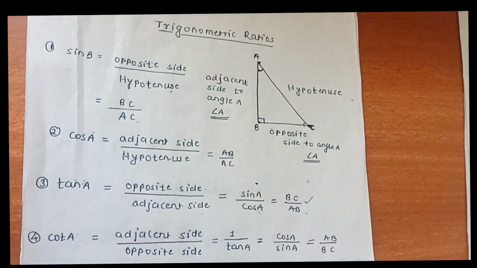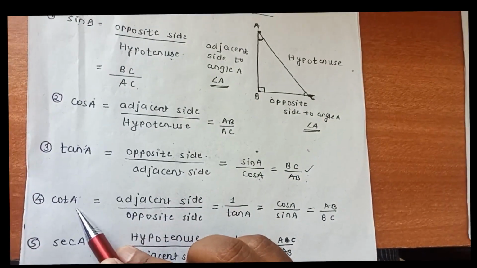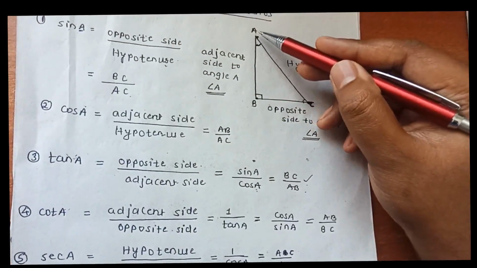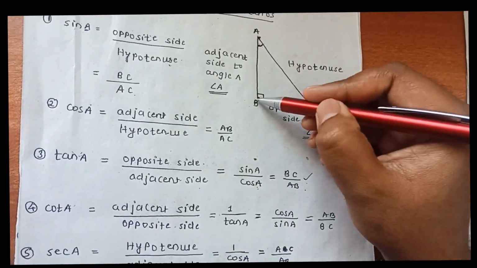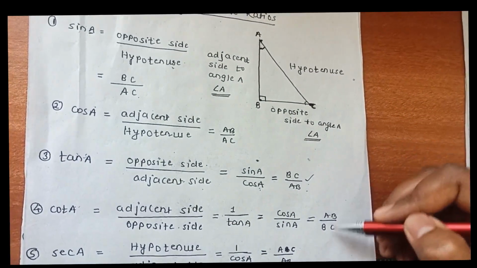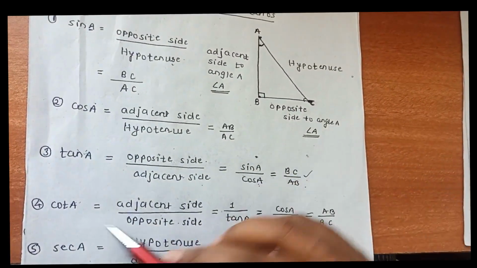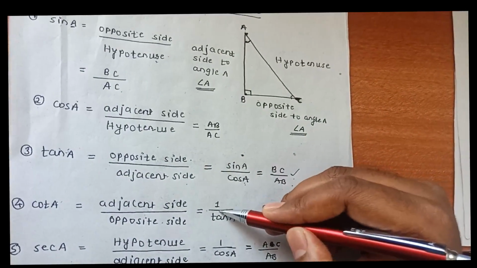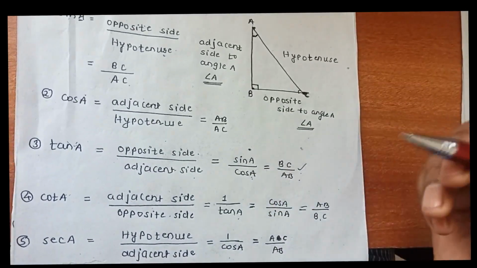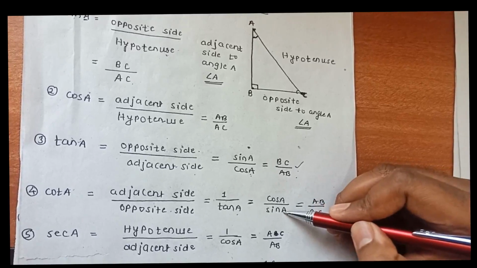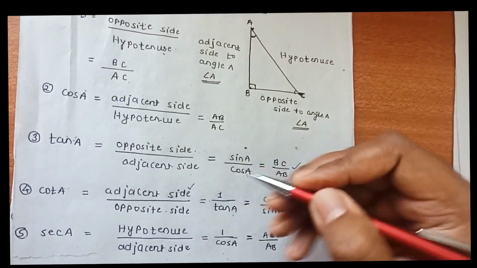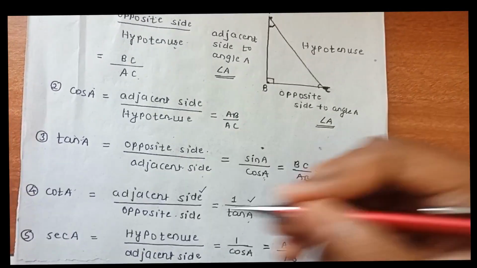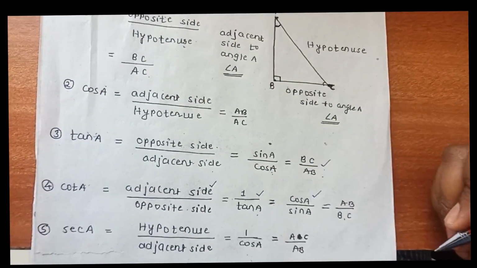Next, for cot A the primary formula is adjacent side upon opposite side. The adjacent side is AB and the opposite side is BC, so you can also write AB upon BC. Otherwise, cot A is the reciprocal of tan A. That means cot A is equal to 1 upon tan A. Otherwise, we can say cos A upon sin A. You can use any of these, these are all the formulas you can remember.